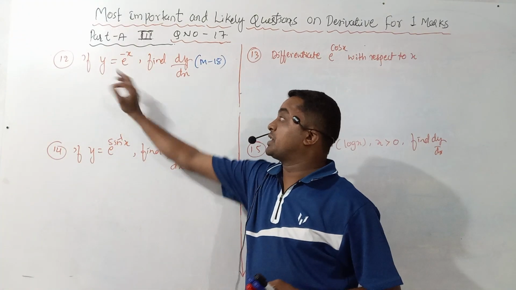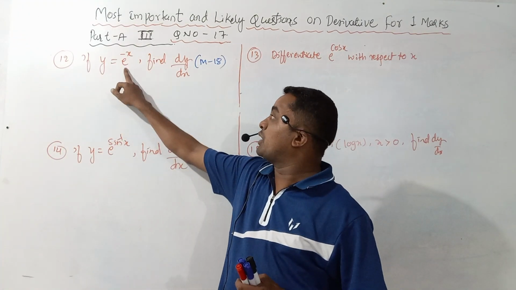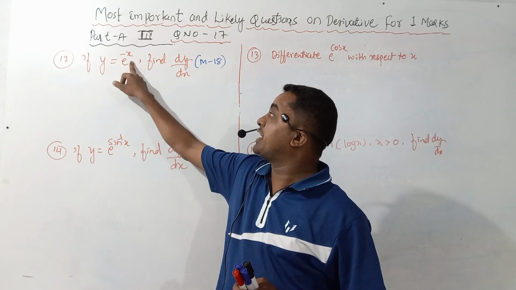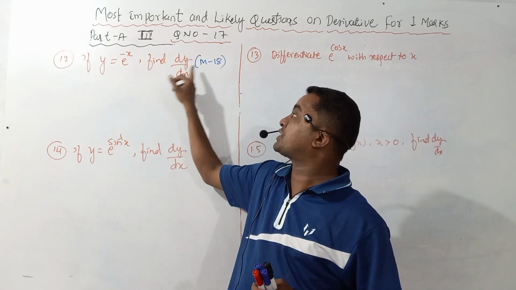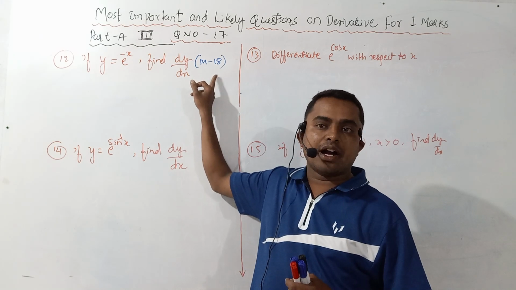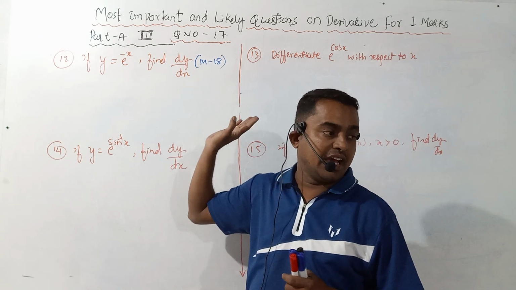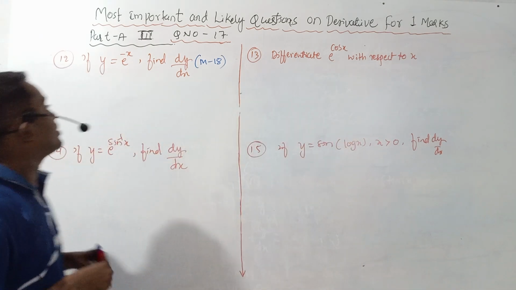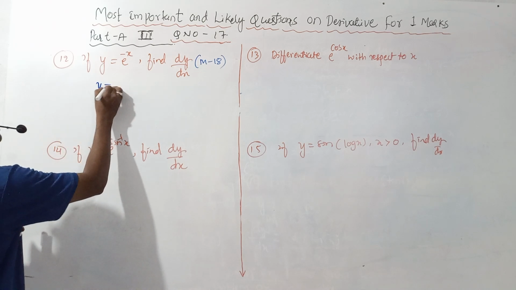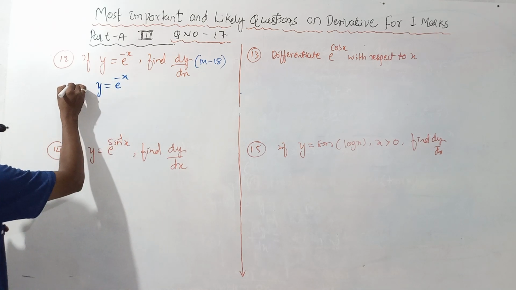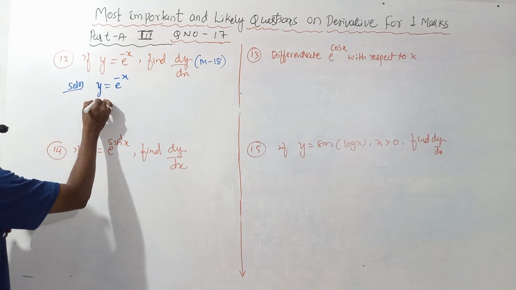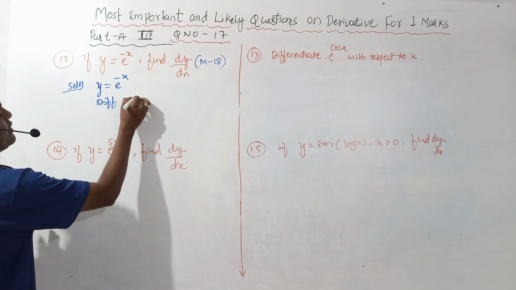So let us solve question number 12. If y is equal to e raised to minus x, find dy by dx. This question has been asked in March 2018. So let us solve this one. Write first, y is equal to e raised to minus x. Solution of the problem: differentiate with respect to x.